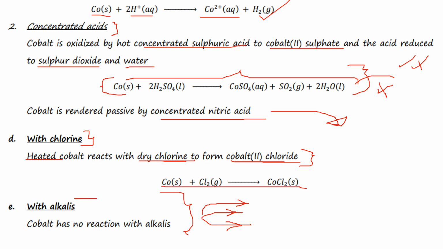Now let's go to the reactions with alkalis. Cobalt has no reaction with any alkali. The reason is that cobalt is mainly basic, and there is no way a basic component can react with a basic compound. Alkalis are basic, and cobalt is basic. Unless cobalt is in solution is when it will react with alkalis. But as an element, cobalt does not react with dilute or concentrated alkalis, that is sodium hydroxide or potassium hydroxide.